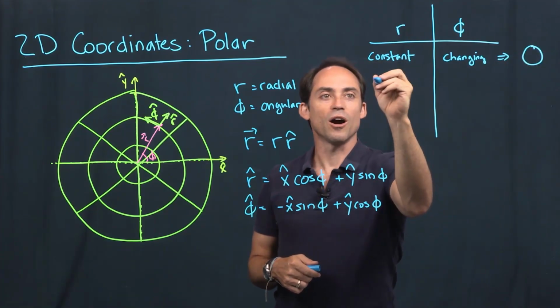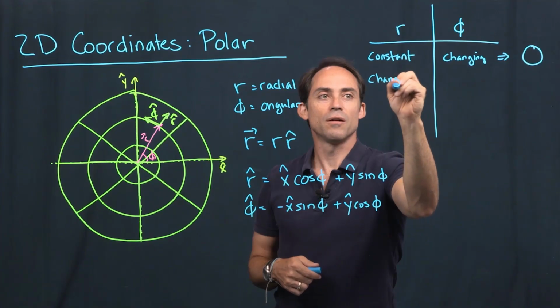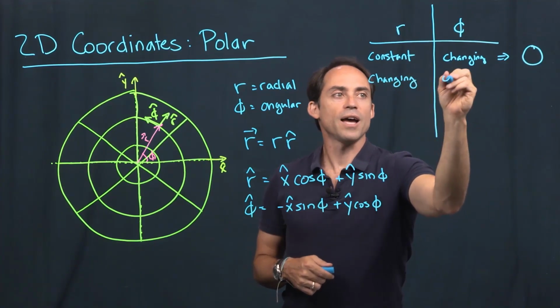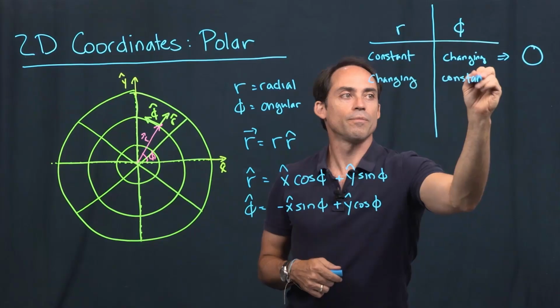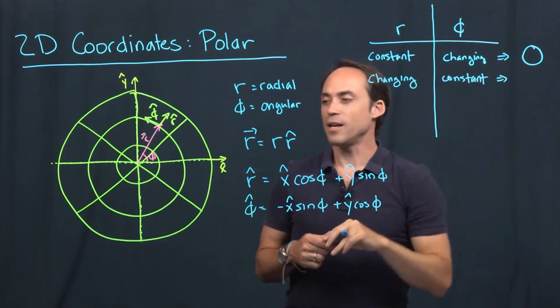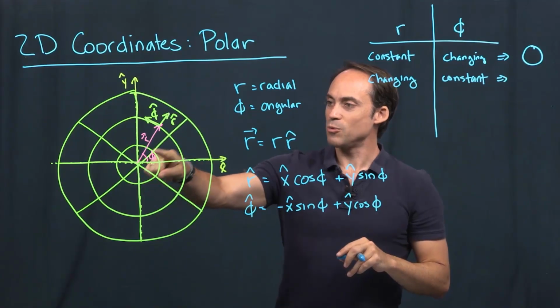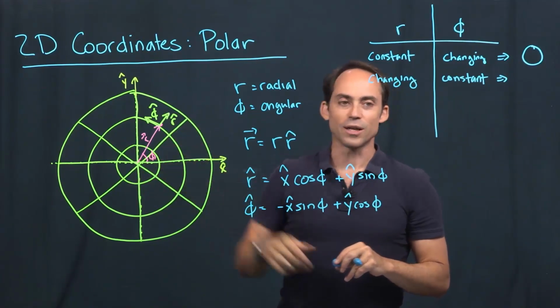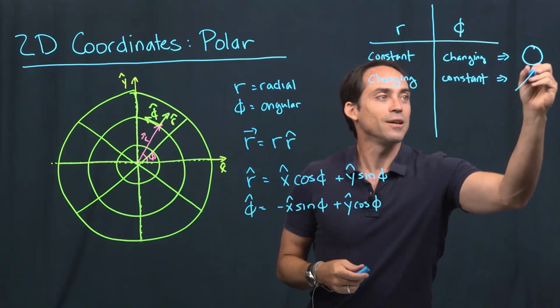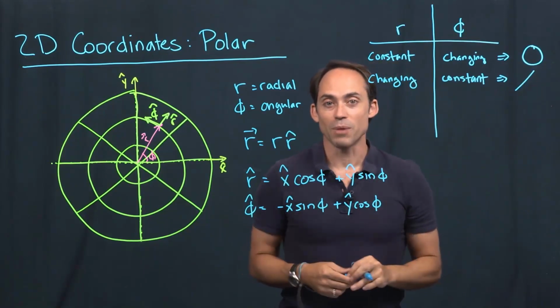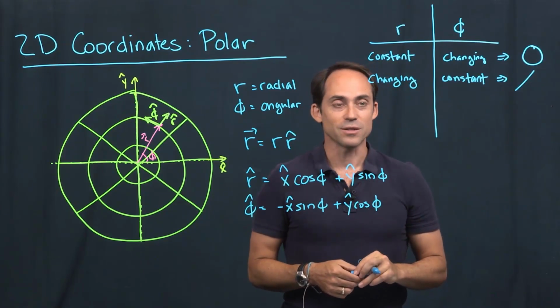If you have the case where r is changing and phi is constant, that's the case where you're staying on one of these angular lines, but you're moving in or out in terms of radial coordinate. That's just linear motion. And in fact, often that motion is probably better described with a rectangular coordinate system.